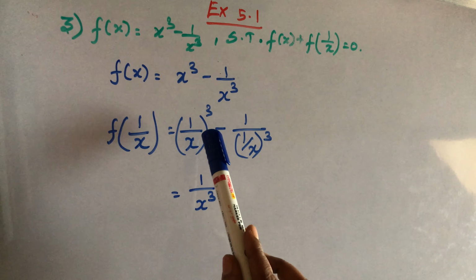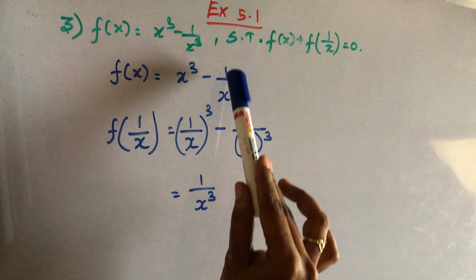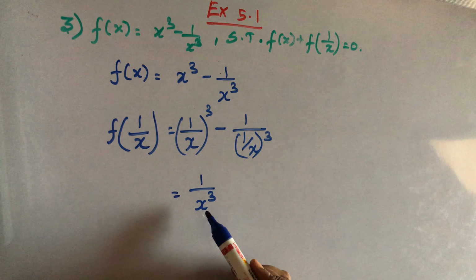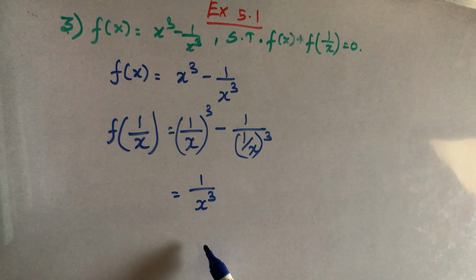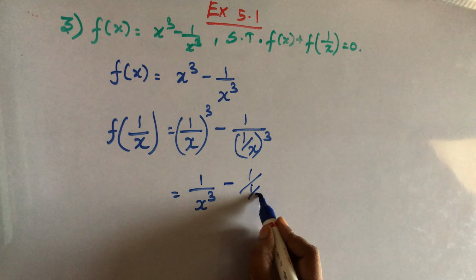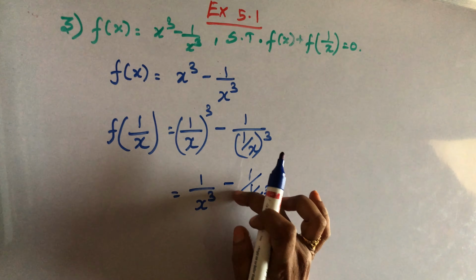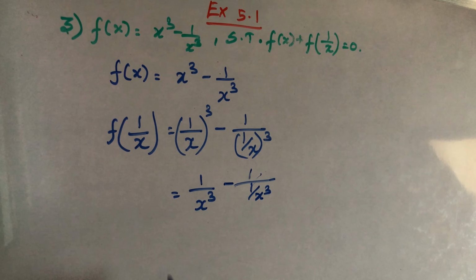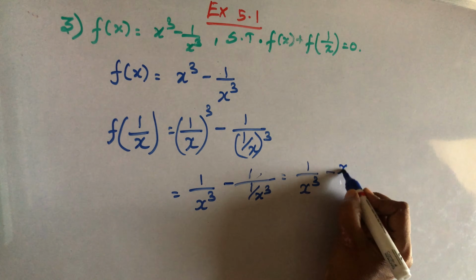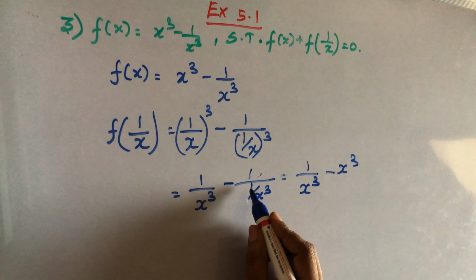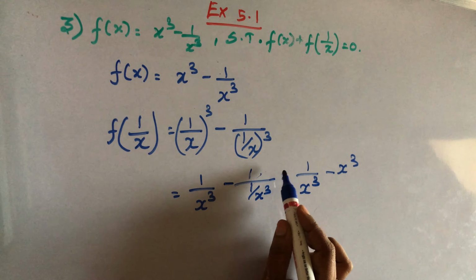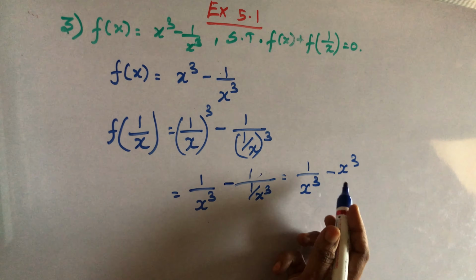So instead of x, you have to substitute 1 by x. So x cube can be replaced by 1 by x the whole cube, minus 1 divided by 1 by x the whole cube. 1 by x the whole cube, that is 1 cube by x cube. 1 cube is 1. So 1 by x cube minus, this is also 1 by x cube, isn't it? 1 divided by 1 by x cube. So I can write it as 1 by x cube minus x cube. Because in the denominator we have a fraction, so we can multiply with its reciprocal. 1 by x cube, its reciprocal is x cube by 1, so x cube will go to the numerator.